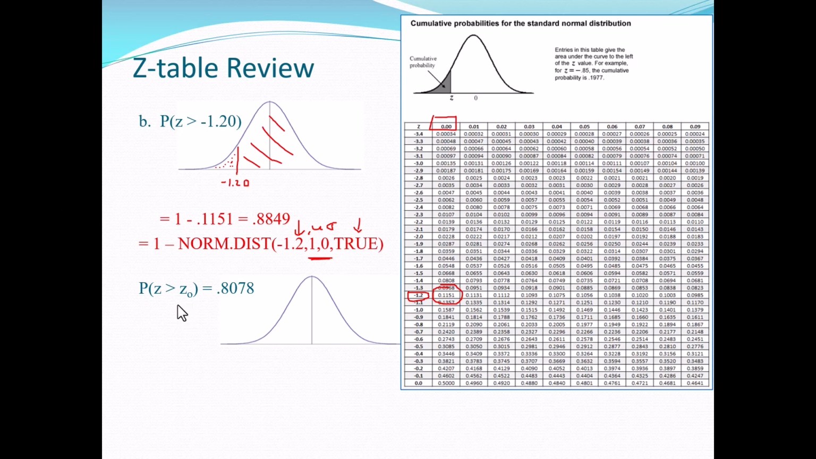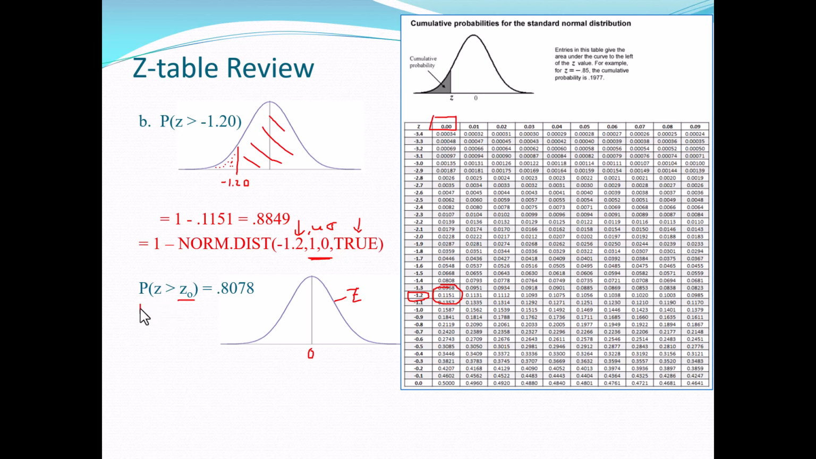I'm looking for a z value, and we know this distribution is centered at 0 here. This is my z curve. Let's see if I can draw a z. There we go. Put a little dash in there. And I want the probability greater than z naught to be 0.8078.